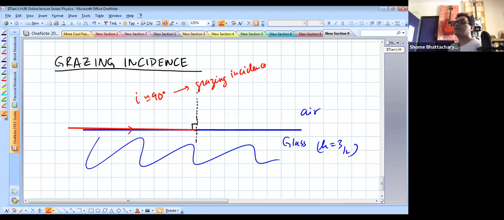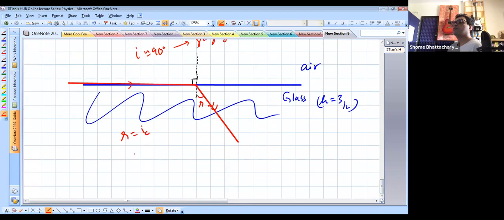And what will happen for the refracted ray here? It will refract at an angle of refraction which will be equal to the critical angle. So that will be given by that formula: sine inverse of 1 upon the refractive index of glass with respect to air, the denser medium with respect to the rarer. So this will be sine inverse of 2/3.